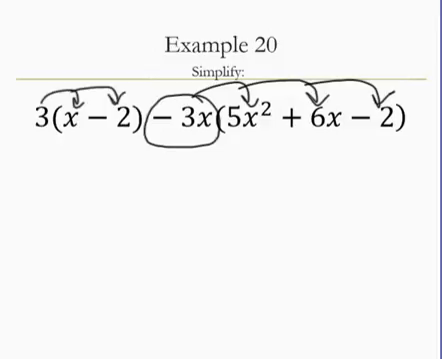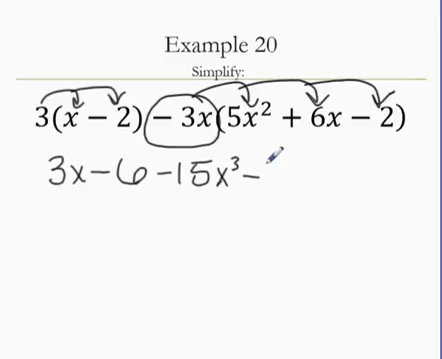So when we do the distribution, I have 3 times x, which will give me 3x. And I have 3 times negative 2, which will give me negative 6. Next, I have a negative 3x times 5x squared, which will give me a negative 15x to the third. Then I have negative 3x times a positive 6x, which will give me a negative 18x squared. And we have negative 3x times negative 2, which will give me a positive 6x.